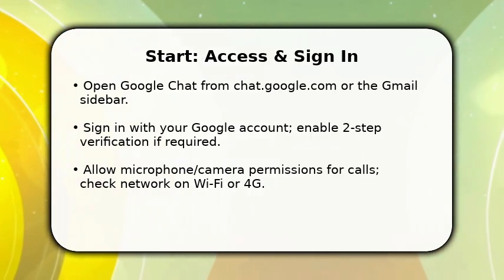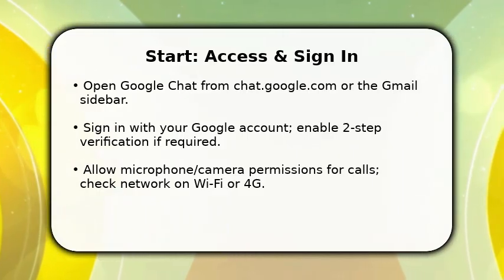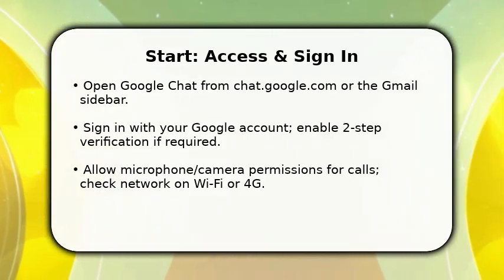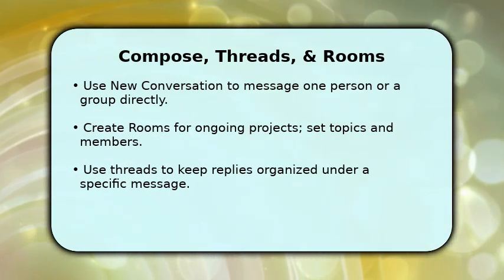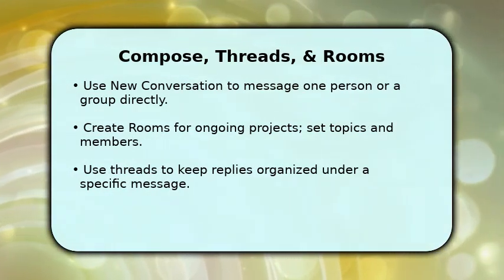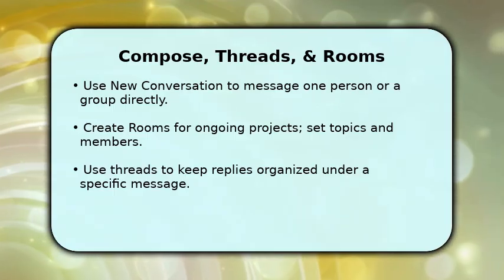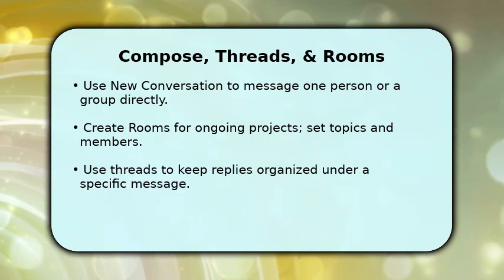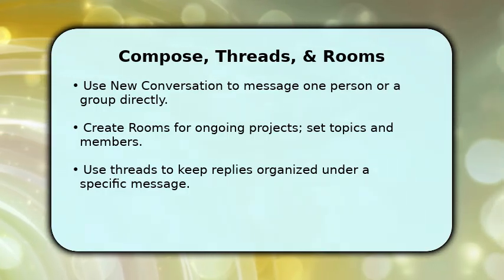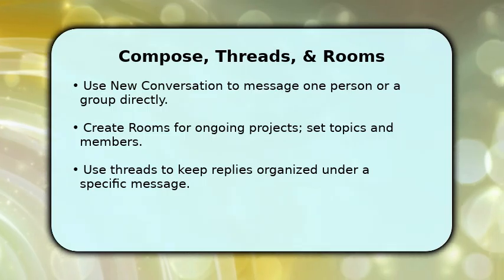This first set of actions gets you into the app correctly and prevents basic permission or connectivity problems later. Next, compose messages and decide whether you need a direct chat, group conversation, or a room for ongoing work. Click New Conversation to add participants and send a quick message. For projects, create a room and assign a clear topic so everyone knows the purpose.